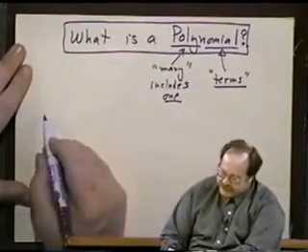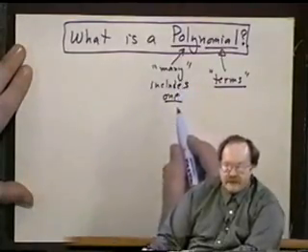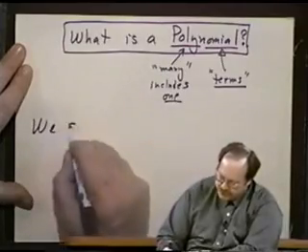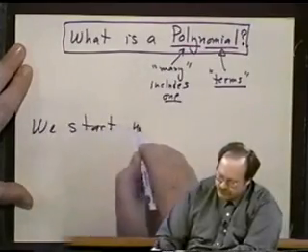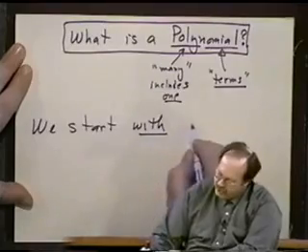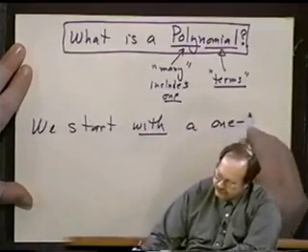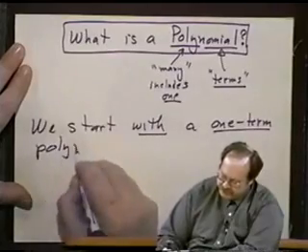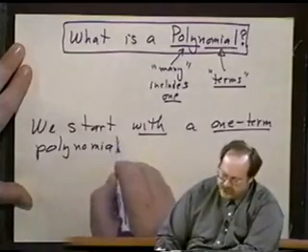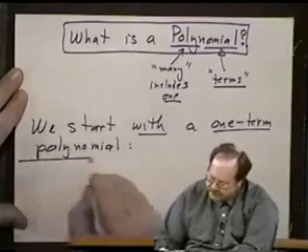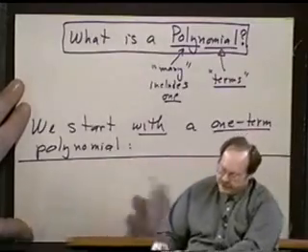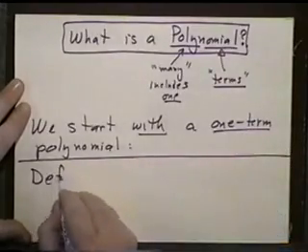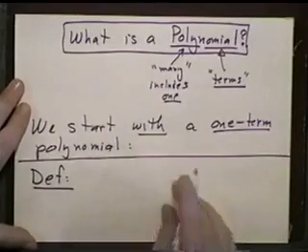But because we don't want to do many first, we'll do one first. We start with a one-term polynomial. So we start very simply, and we'll work our way up to the general case. So here's the definition I'm going to write down. And the next page will have even more, but I can start it here.